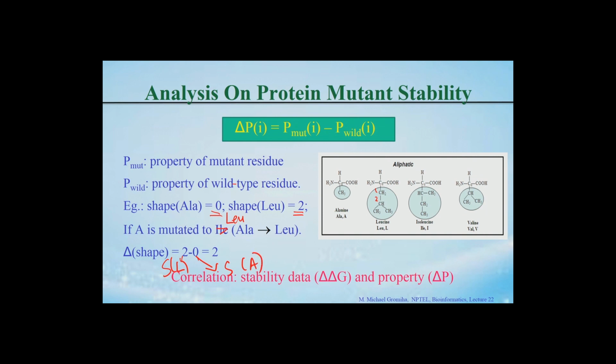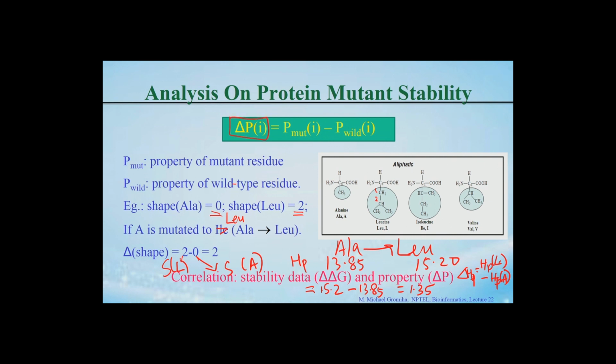For example, hydrophobicity: you convert this alanine to leucine. Alanine you can say 13.85, and leucine is 15.20. So delta Hp is equal to Hp of leucine minus Hp of alanine, which is 15.2 minus 13.85, equal to 1.35. So for any property you can calculate delta P of I if you know the mutated residue and the wild type residue.